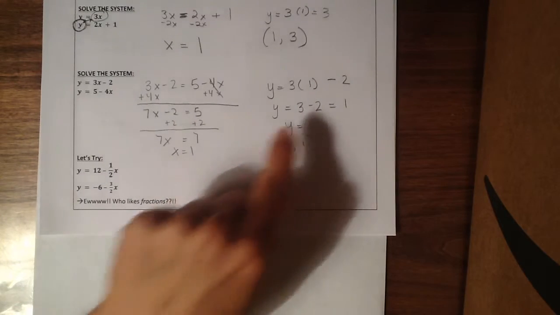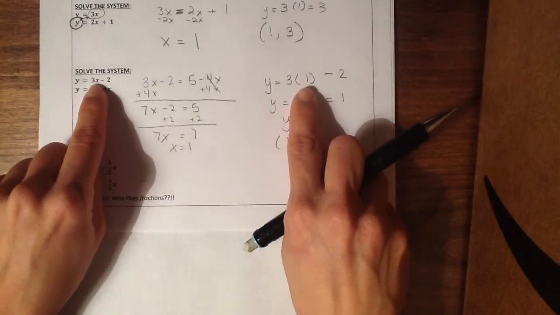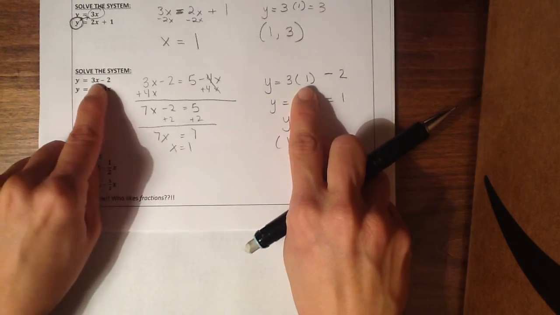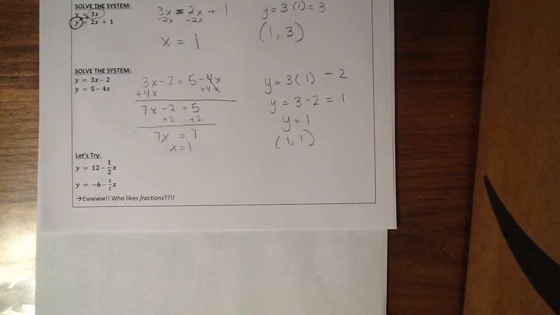I use that 1 and substitute it into the first equation. Notice here's my first equation. Instead of writing x, I replaced it with a 1. So y equals 3 times 1 minus 2, which solves to be y equals 1. So the solution to this system is at the point (1, 1).